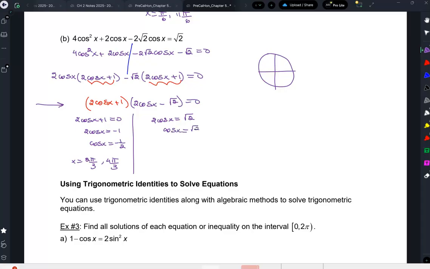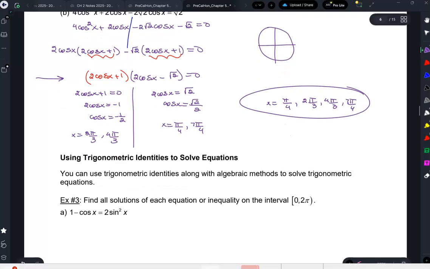Cosine x equals root 2 over 2. When is that? Pi over 4 and 7 pi over 4. Okay? So in order, they would be pi over 4, 2 pi over 3, 4 pi over 3, 7 pi over 4. Okay, questions?